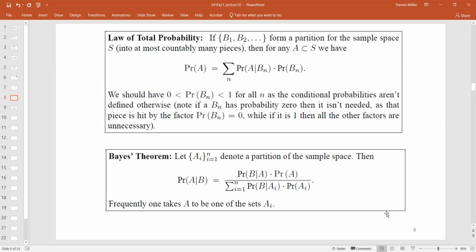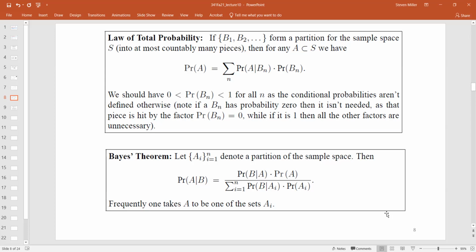And so this is a very reasonable thing. I just keep splitting my space into different slivers. And I look at how often Bn happens. And then if Bn happens, what's the chance that A happens? And I add them all up, and that will give me the total probability of A happening.